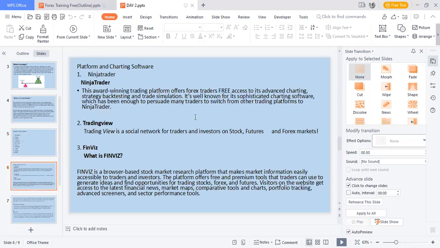Platforms and charting software. We have three types of charting software, and they are TradingView, Finvix, NinjaTrader, so on and so forth.